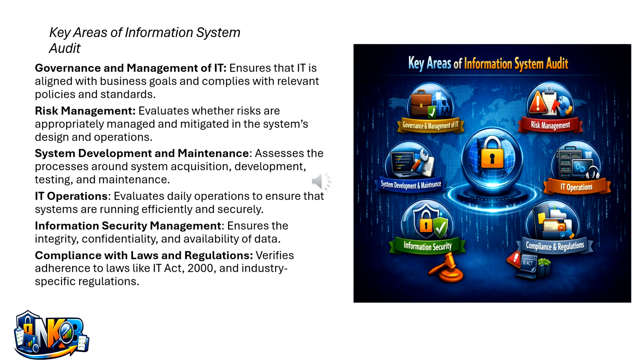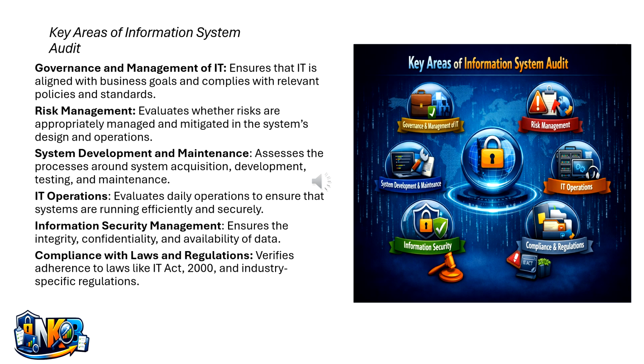In the previous slide, we covered the types of information system audit, which are internal, external, regulatory, compliance, and security audits. In all these audits, we cover certain areas for the purpose of audit. What are these? Let's look at the key areas of an information system audit. First is governance and management of IT. This ensures that technology decisions are aligned with the business goals and follow the right policies and standards. Second one is risk management. Here we evaluate whether risks are properly identified, managed, and mitigated in both system design and daily operations.